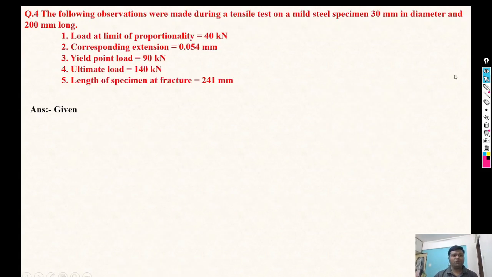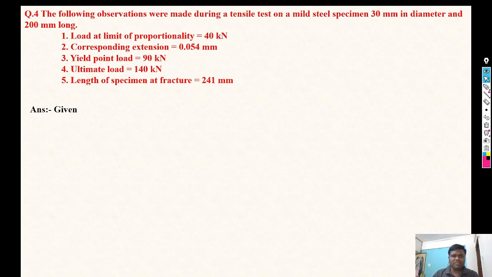Okay, now the next, the fourth one: the following observations were made during a tensile test on a mild steel specimen 30 mm in diameter and 200 mm long. We know that generally we conduct a tensile test in the laboratory on mild steel or aluminum to calculate the actual capacity of elongation of that particular specimen. So this numerical is related to that. A tensile test is conducted on the mild steel specimen. The diameter of that specimen is 30 mm, and it is 200 mm long.